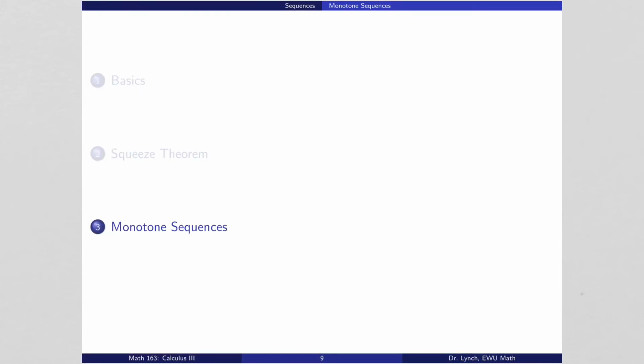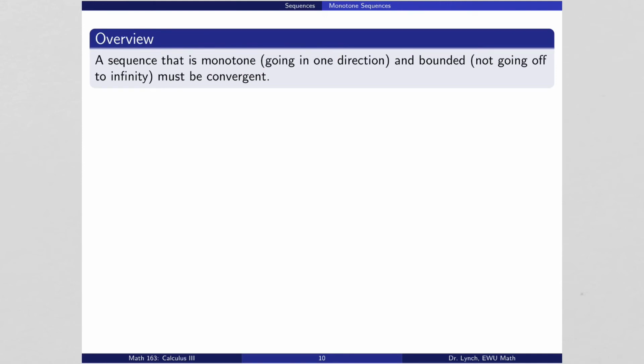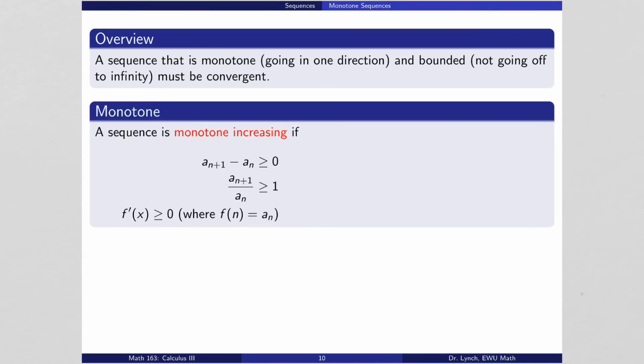Okay, last thing to discuss here is the concept of a monotone sequence. The overview is that a sequence that's monotone, that is, it's only going in one direction, either monotone increasing or monotone decreasing, and bounded, that means not going up to infinity, has to be convergent. So if it's only going in one direction and it never goes off to infinity, we know that these sequences are convergent.